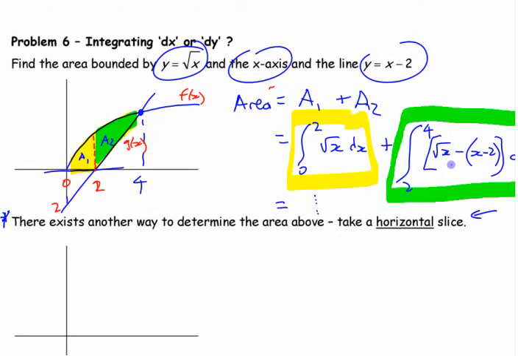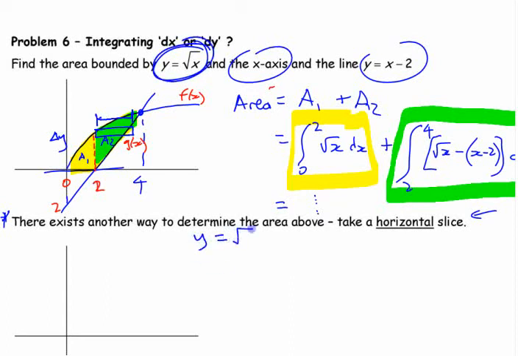Take a horizontal slice. Instead of doing the rectangles this way with dx or delta x, you do dy, because you're going to look at the rectangles this way to the y-axis. You're going to do delta y times the difference between the two functions, written as functions of y rather than functions of x. You have to switch these around.